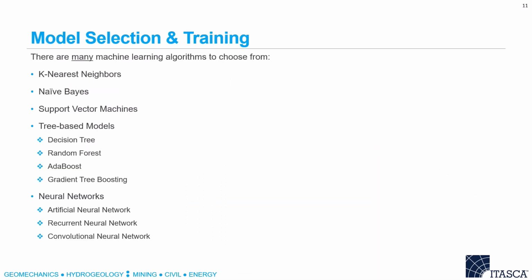With data preparation complete, now we can choose a machine learning algorithm to build our model. While many of these models don't take very long to build, there are many machine learning algorithms to choose from. Shown here is a list of some popular choices, including k-nearest neighbors, naive Bayes, support vector machines, tree-based models such as decision trees and the random forest model, and neural networks, which are widely used nowadays.